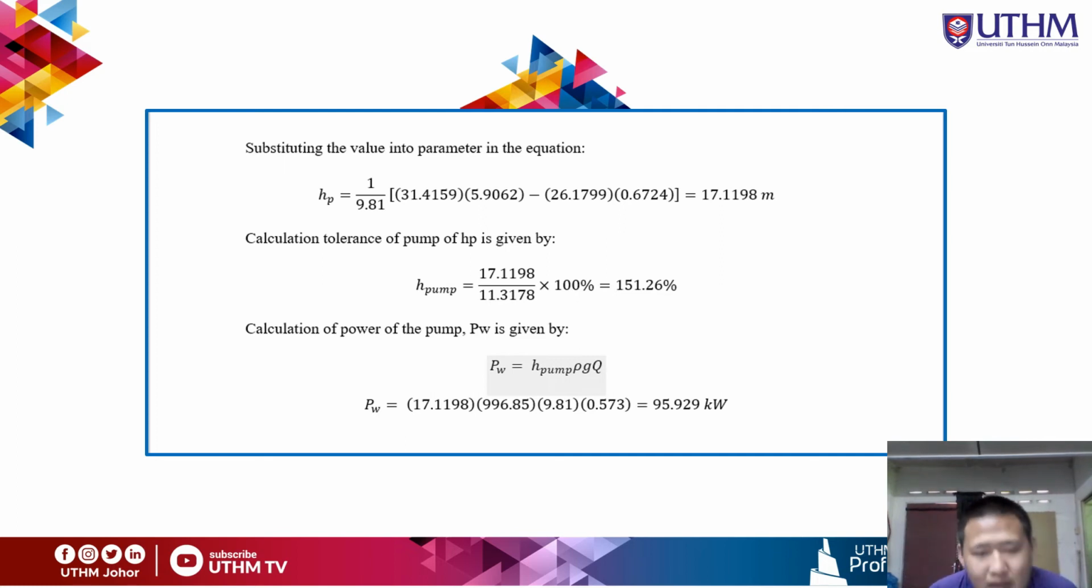Then we can calculate the power of the pump by using the formula PW equals H pump rho GQ. So the power of the pump, PW, equals 17.1189 times 996.85 times 9.81 times 0.573, equal to 95.929 kilowatt.